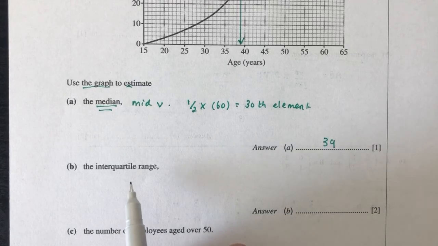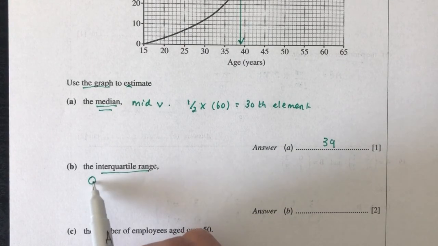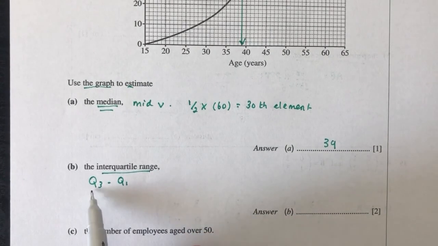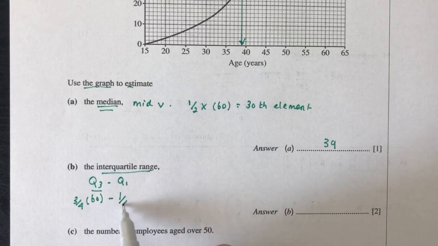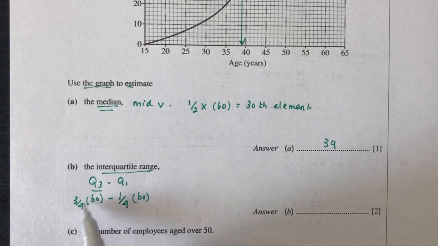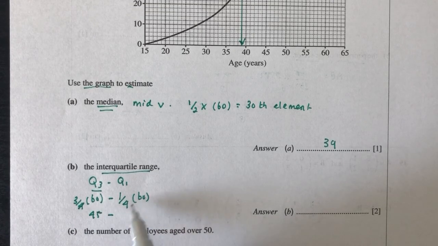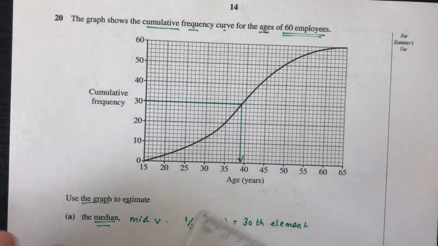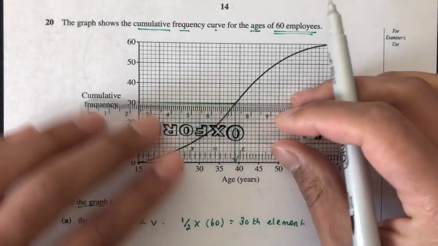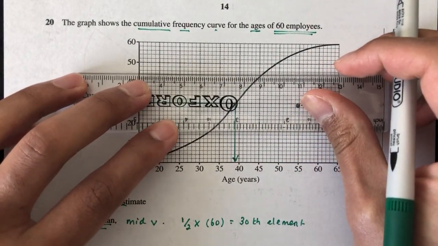Part B, find the interquartile range. So we have to do Q3 minus Q1. So Q3 is 3/4 of 60 minus Q1, which is 1/4 of 60. Let's do that. So which elements will these be? That will be the 45th element minus the 15th element. Let's see, what do we get? So where is 45 on the graph? It will be in between 40 and 50.